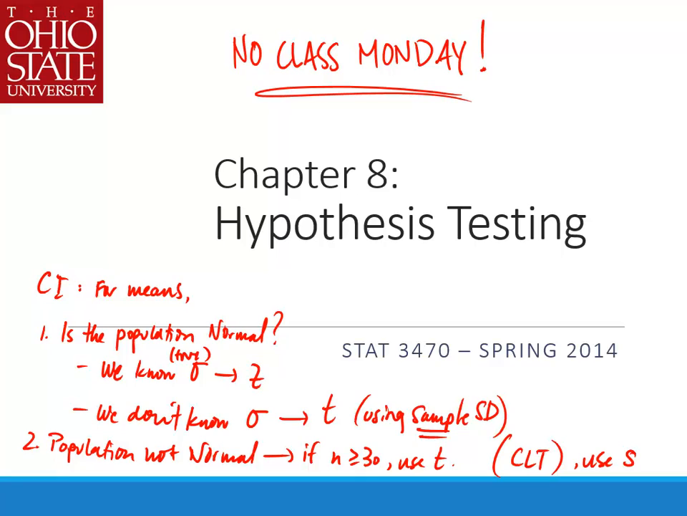So again, your strategy for a confidence interval for a population mean: do I know what the distribution is? Do I know that it's normal? And if you don't know that it's normal, you just want to make sure that your sample size is at least 30. So hopefully that's the strategy that you took for your homework.